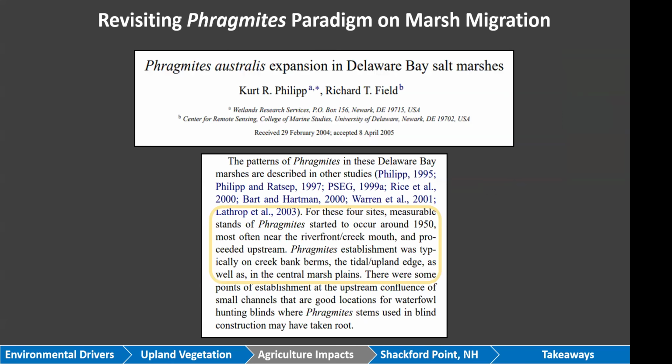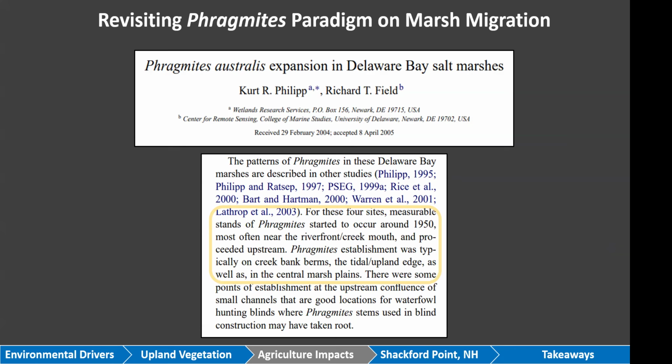Additionally, I was really curious, so I started deep diving into old papers that looked at Phragmites expansion, trying to document when and where Phragmites started to colonize in the 50s and the 70s in the Northeast. And I came across this little tidbit in Phillip and Field 2004 when they looked at historical maps. What they found, here in the yellow, was that in their specific marsh in Delaware Bay, Phragmites started to occur around 1950, and they were most often near a creek or a mouth, which we now know has embankments on it. It was typically on creek bank berms. They were on the tidal upland edge.